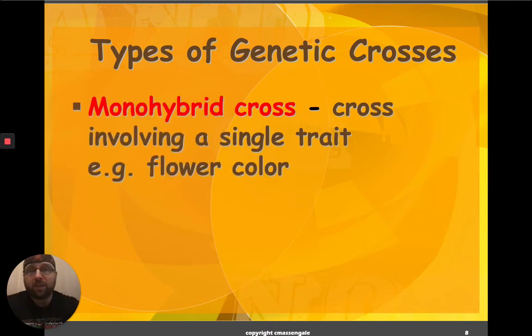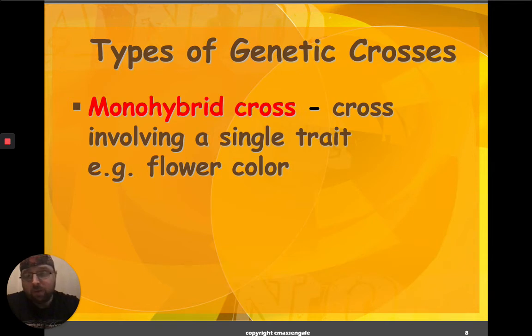How he studied these things and what he came up with are something called genetic crosses. Genetic crosses examine all the possible combinations of genes, and that's what we're going to get into. The first one is called a monohybrid cross, where we're looking at a single trait. We're going to do a couple different examples of those.